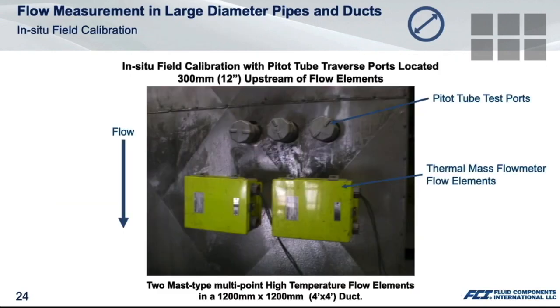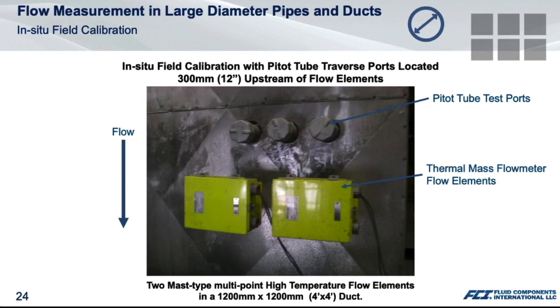Next, we want to explain further in detail the in-situ field calibration. Typically, the requirement is that there are Pitot tube test ports available upstream of the flow meter. In this picture, you can see that the flow direction is from up to down.